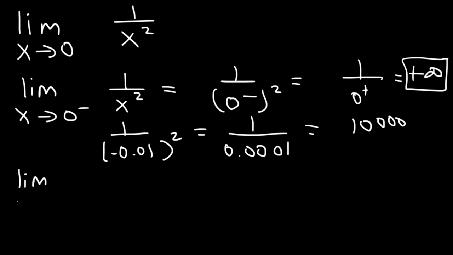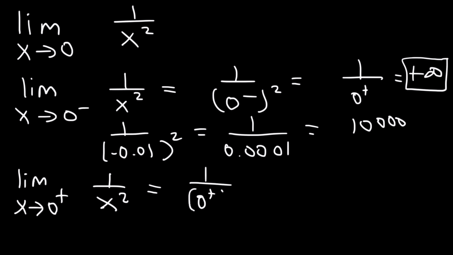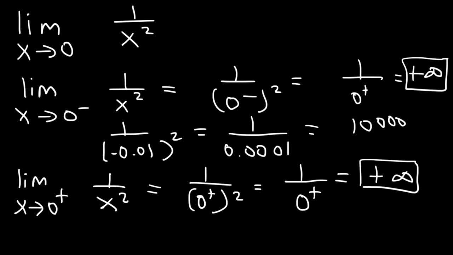Now what about the limit as x approaches 0 from the right? If we plug in 0 from the right, once we square it, it's still going to be a positive number. So it's still going to be small. It's going to be very close to 0, but it's going to be positive. And this is going to be positive infinity. Therefore, the limit as x approaches 0 from either side is going to be positive infinity. The number is going to get larger and larger and larger. So that's the answer as x approaches 0 from either side.